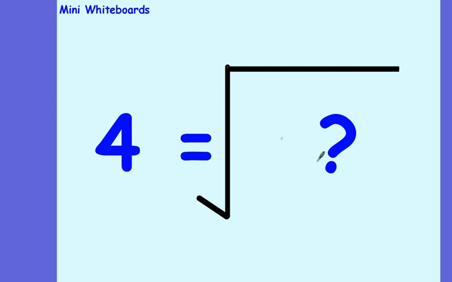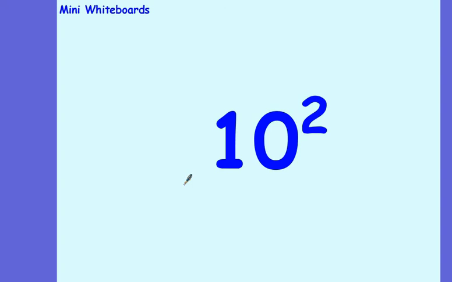So 4 is the square root of what, Dylan? 4 is the square root of 16. Brilliant. What's 10 squared? Ryan, what's 10 squared? 10 times 10, which gives me 100. Lovely.